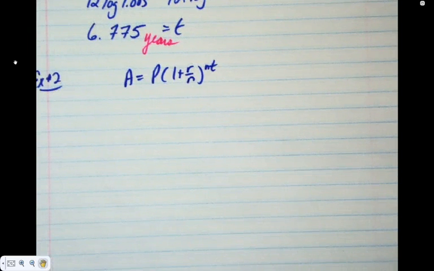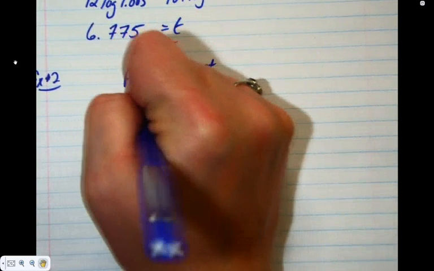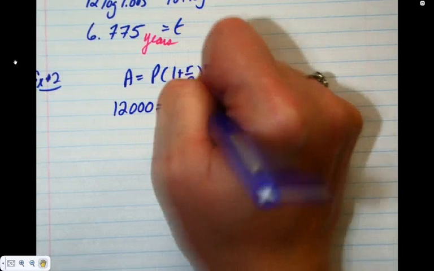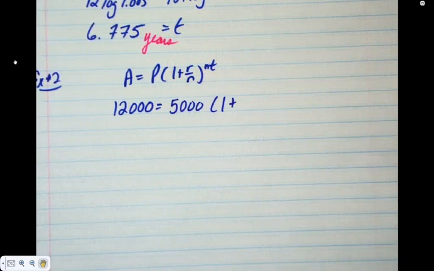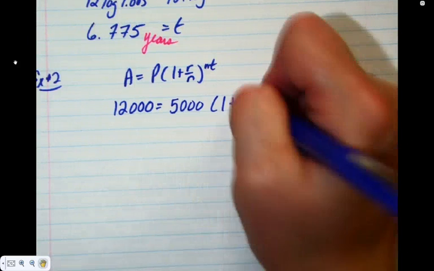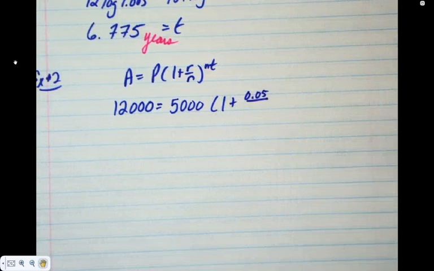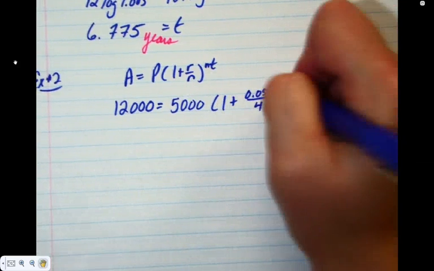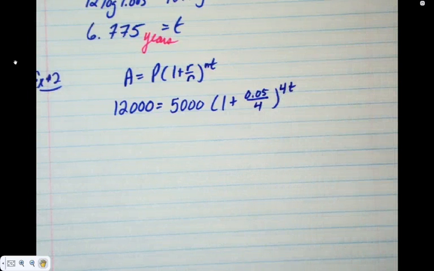What's the accumulated amount? Is it 5,000 or is it the 12,000? It's how much you want at the end, so it's the 12,000. Principal is the amount of money you're investing or the amount of money you deposit, so that's going to be our 5,000. The rate in decimal, N. If I'm compounding quarterly, how many times a year is that? 4. It's every 3 months, but it's 4 times a year. So 4 in the exponent, and t still left there.